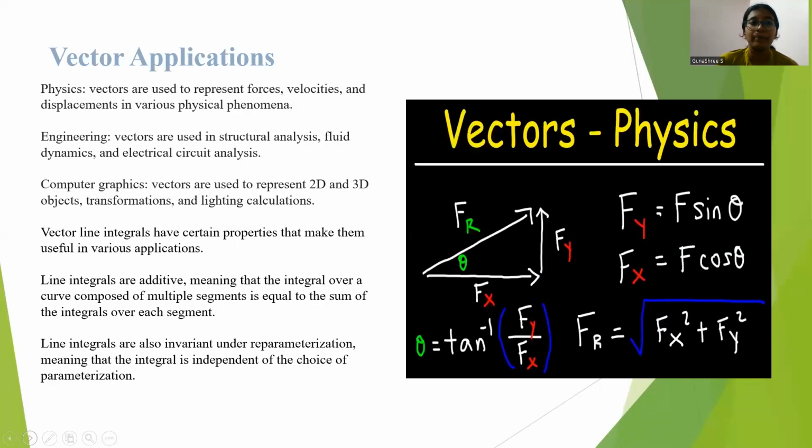So what are the vector applications? The first thing that comes to mind is physics. It is used to represent forces, velocities, and displacement in various physical phenomena, and it has been used enormously in physics. Next is engineering, where it is used in structural analysis, fluid dynamics, and electrical circuit analysis. Moving on to computer graphics, it is also used to represent 2D and 3D objects, transformations, and lighting calculations.